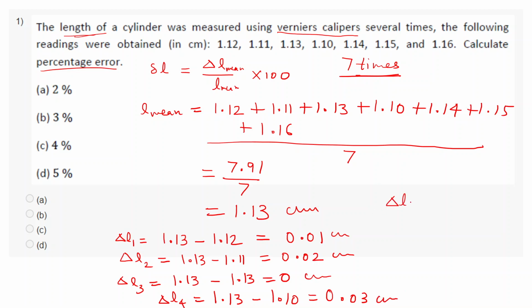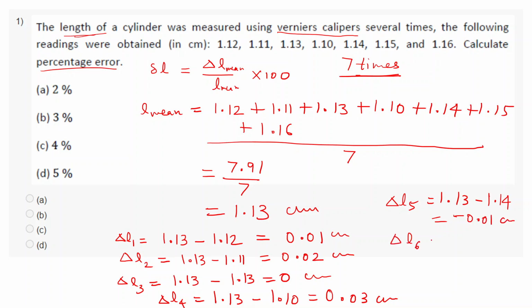Absolute error in fifth value will be 1.13 minus... also, this is positive, this is positive, this is also positive. Anyway, while taking the mean we take the absolute of the values, so sign won't be a problem there. But just to confirm again, fifth value is 1.14. So here this value will be minus 0.01 centimeter.